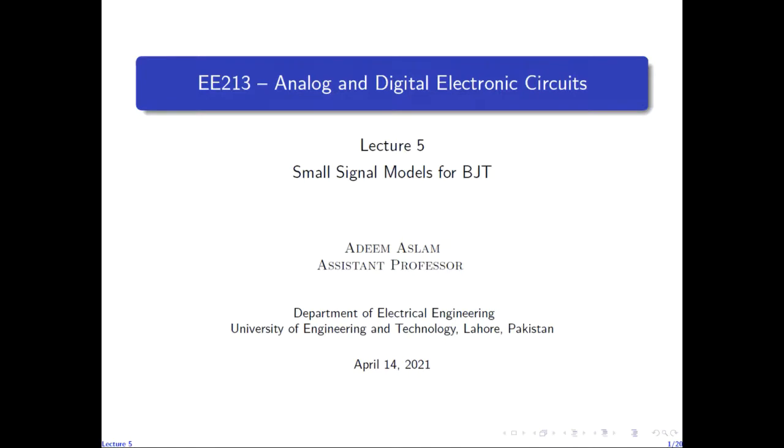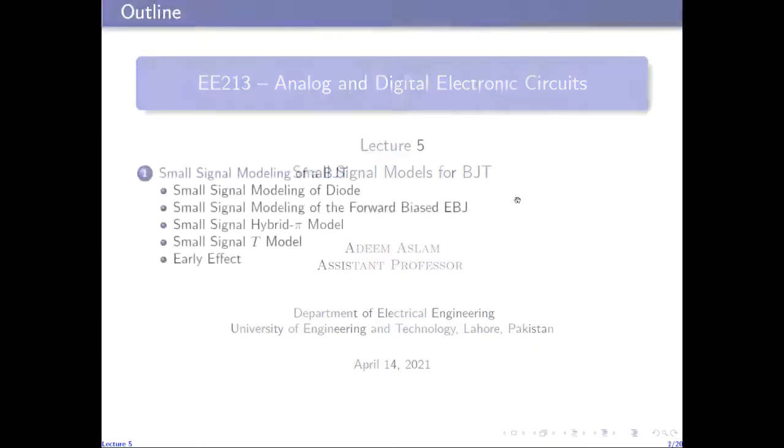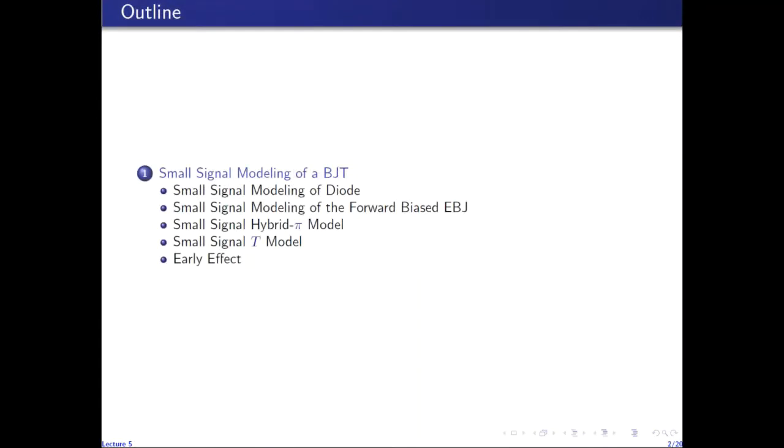Welcome to the fifth lecture on analog and digital electronic circuits, in which we will study small signal models for the bipolar junction transistor. As we all know by now, the emitter-base junction of the transistor in the forward active mode is modeled through a forward bias diode. So small signal modeling of the BJT requires us to carry out small signal analysis for the diode first. And then these results are used to construct two small signal models for the BJT, namely the hybrid pi model and the T model.